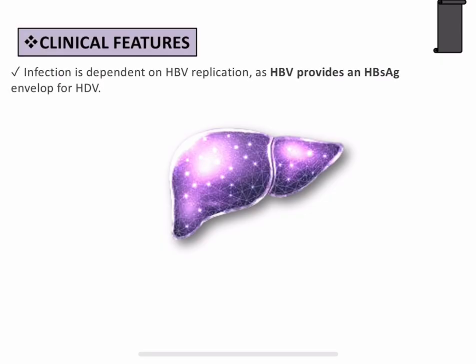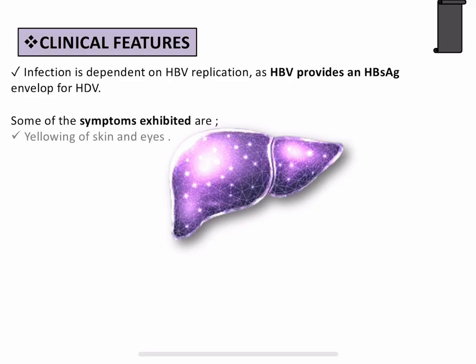Moving further to the clinical features. The infection is dependent upon the HBV for its replication, as the HBV is providing its surface antigen envelope for the HDV. Some of the symptoms exhibited are yellowing of the skin and the eyes. So the patient presents with jaundice. When the liver is damaged by the hepatitis B, it cannot process the bilirubin, leading to its accumulation in the blood, and this leads to the yellowing of the skin and the eyes because of the high levels of bilirubin in the bloodstream. Then the patient can present with dark urine alongside the jaundice.